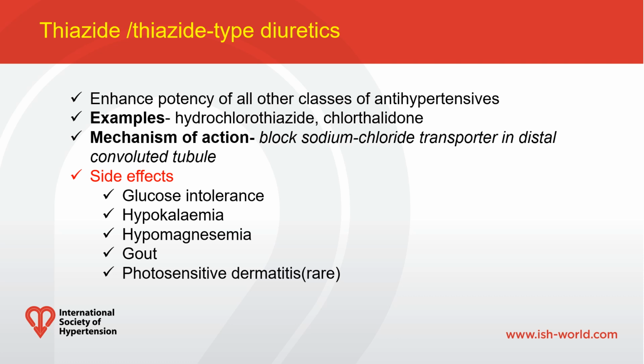We have hypomagnesemia. We have gout because of uric acid; it might reach a level that is higher than normal, and you can have gouty arthritis. Photosensitive dermatitis, especially in the areas that are exposed to sun, we have to be mindful of this. It occurs, although it's very rare.